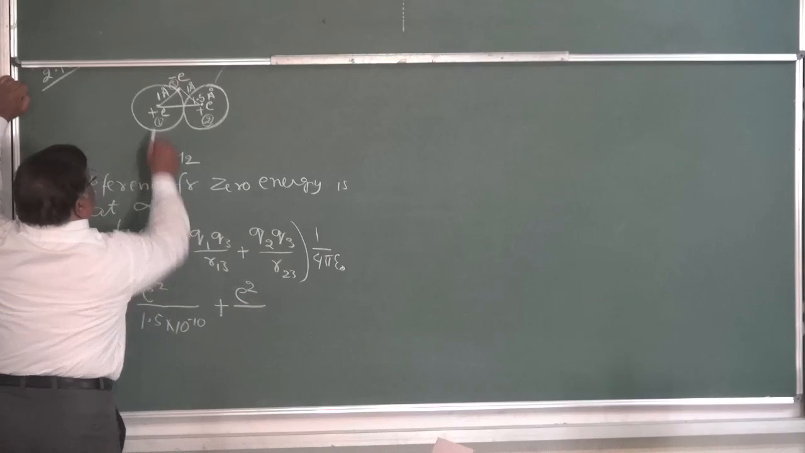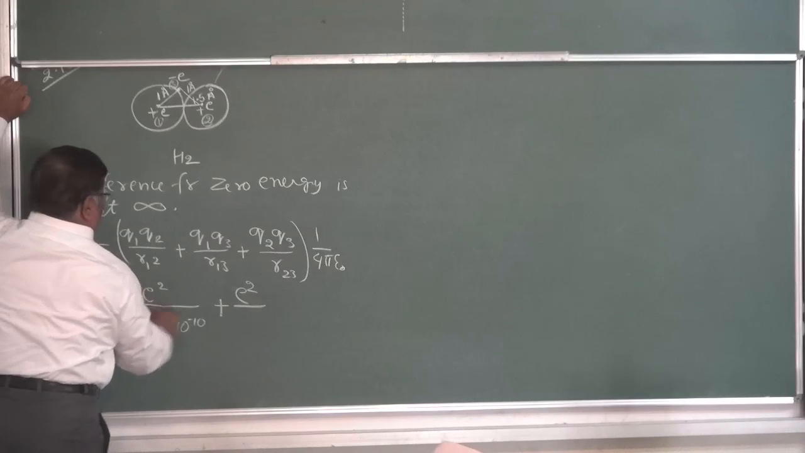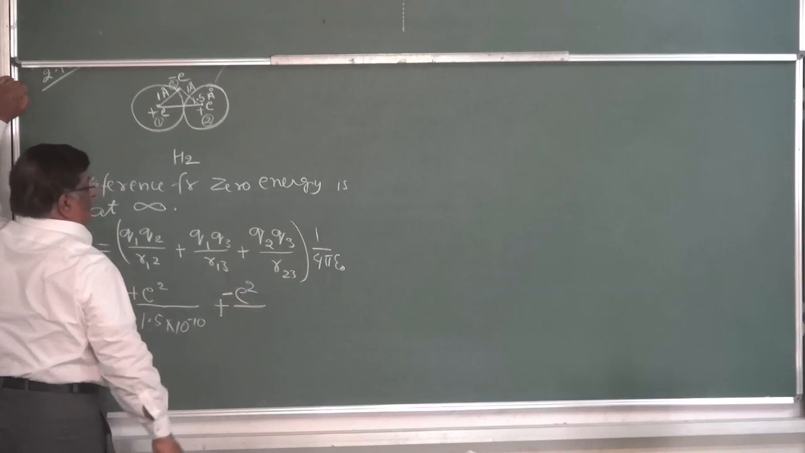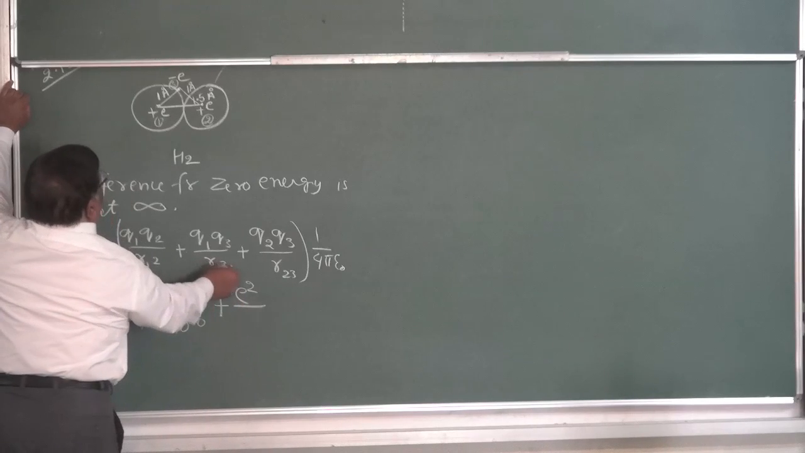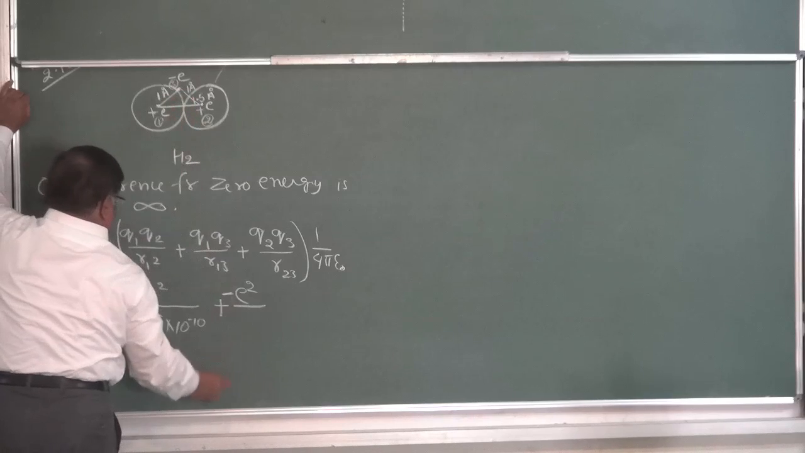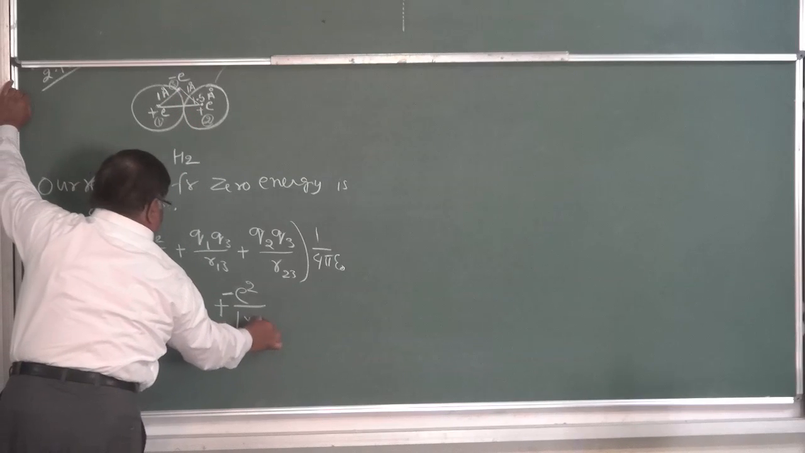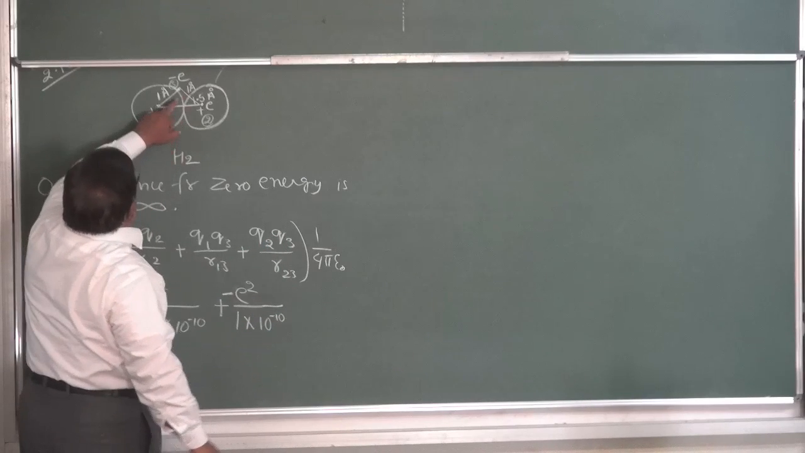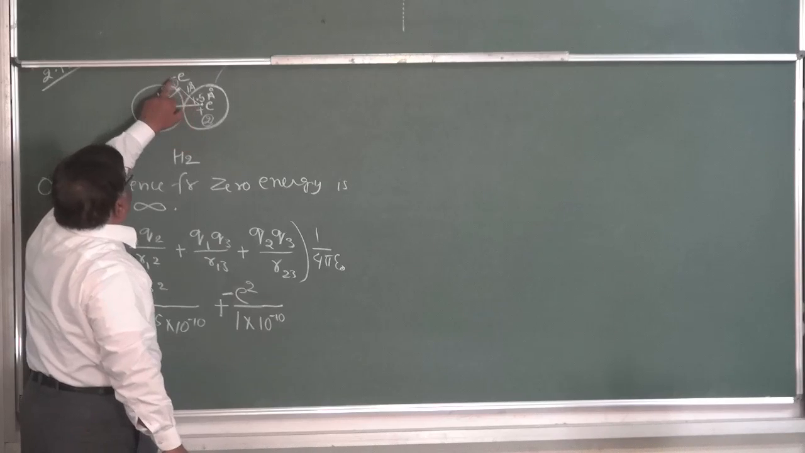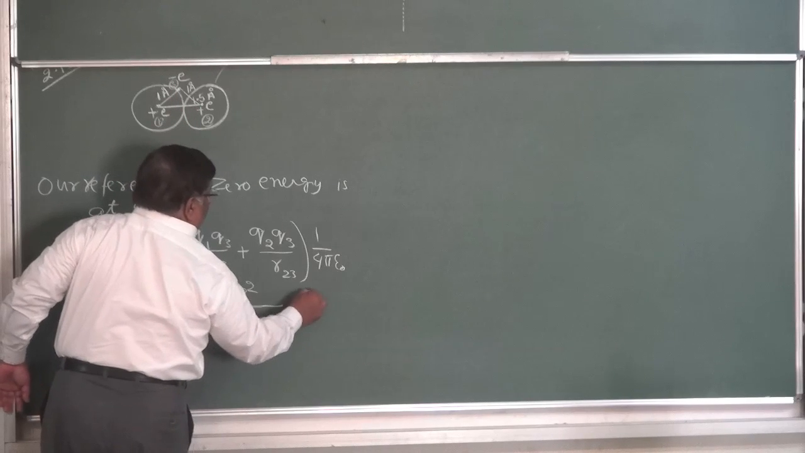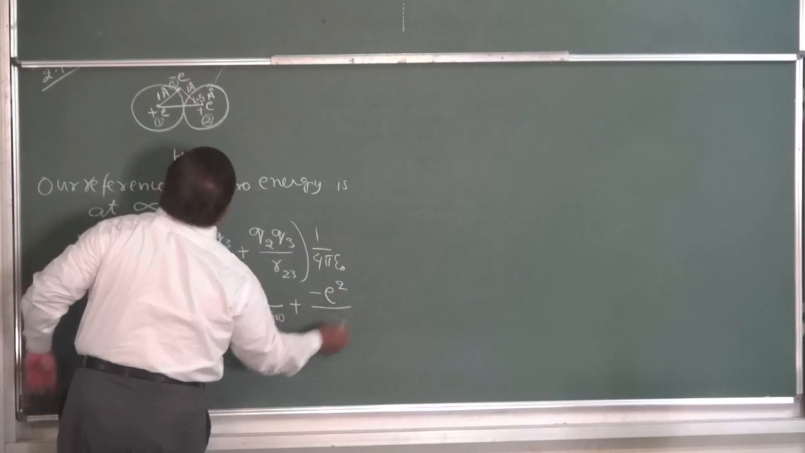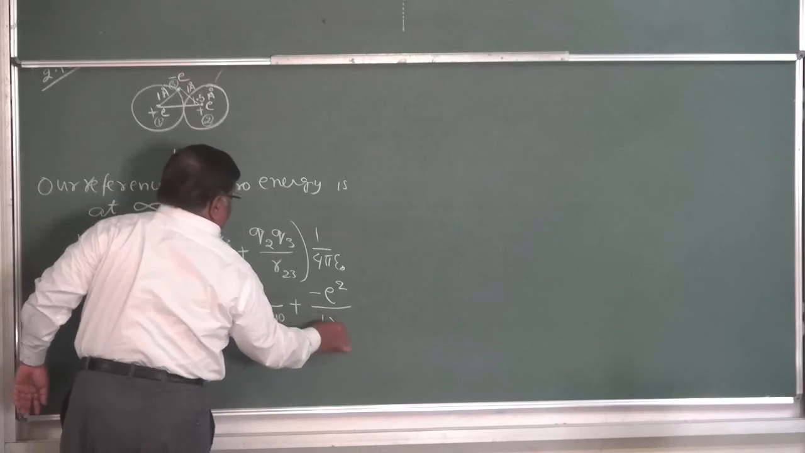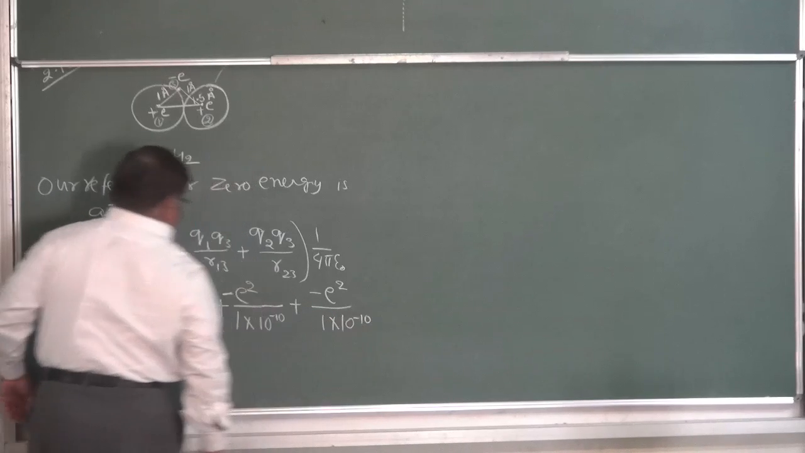And what is the sign of this? Plus into plus, plus. What is the sign of this? Plus into minus. Remember it, it's very important. Minus. R13 is 1 angstrom. Again 2 3. This is 2, this is 3, this is plus, this is minus. So this is again minus e square upon, and this distance R23 is again 1 angstrom, 1 into 10 to the power minus 10.